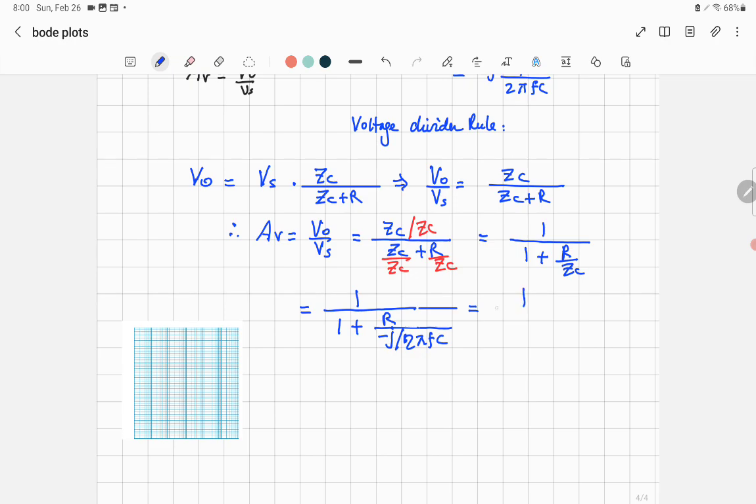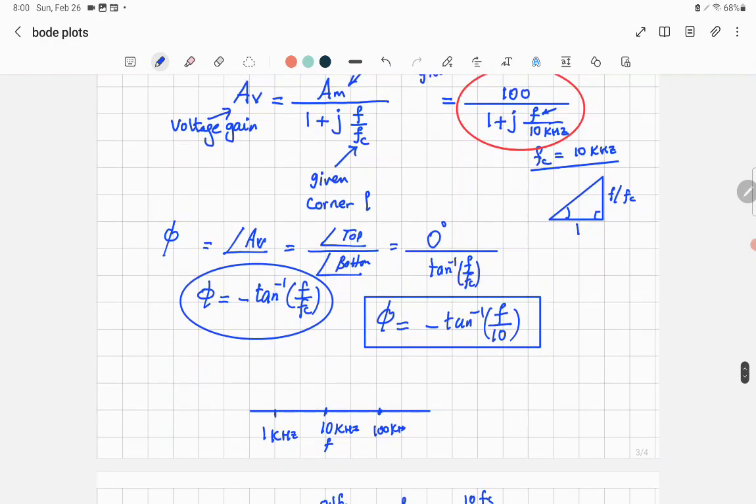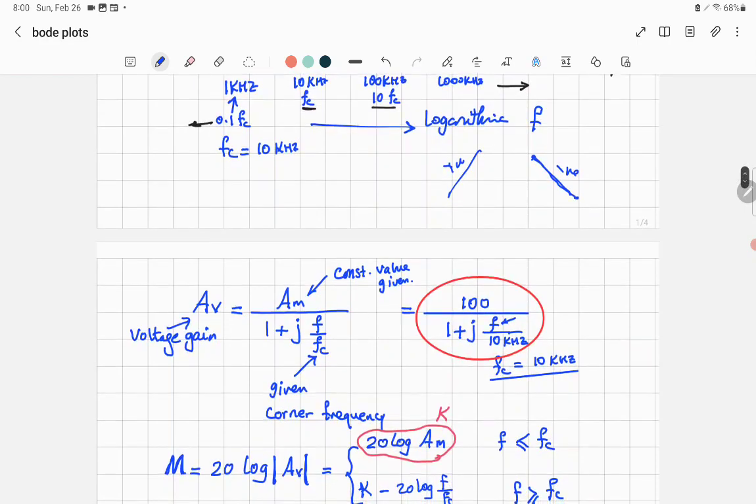And we know that 1 plus 2 pi fc r c goes on the top, and minus j when it goes on the top becomes j. So I wish I could write this as 1 plus j f over fc, because this is what I just explained. I explained how you can do the Bode plot for this given in this form. That's what we just explained, right?